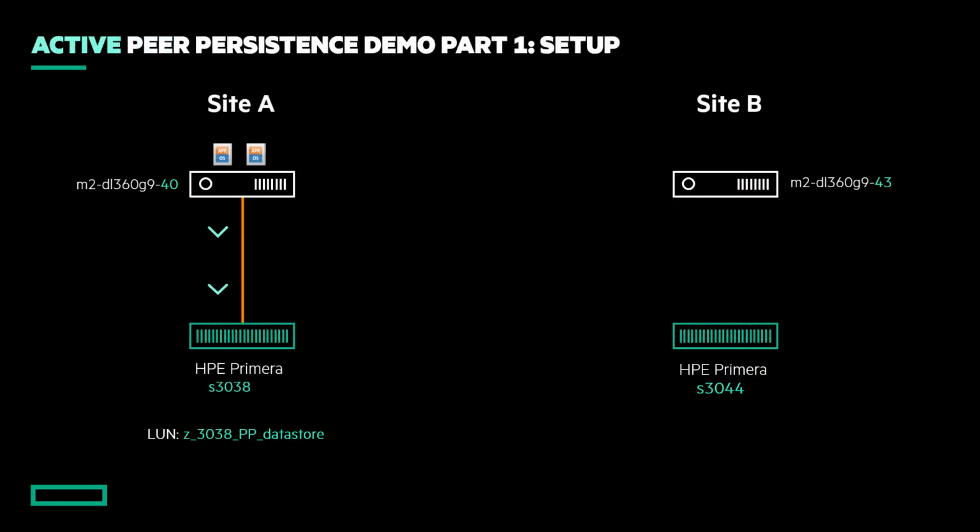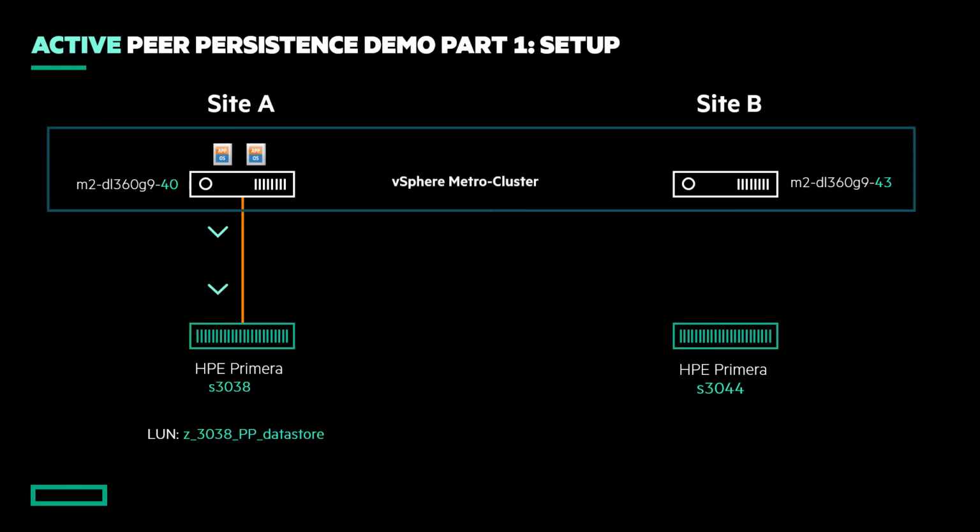For this demo, I have two sites which I'll call Site A and Site B. I'm using Primera storage for this demo, and there's an array and a host in each site with a vSphere Metro cluster between them. Right now, the only I/O is from two VMs in a data store in Site A. To make it a little easier to keep track, I've made the host and storage names in Site A use the lower numbers. The Primera system is 3038, and the host ends in -40. In Site B, it's S3044 and host -43.